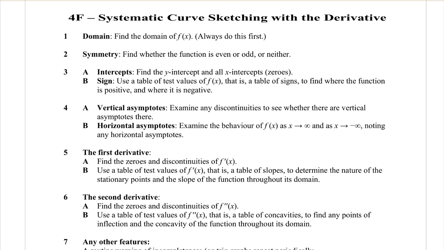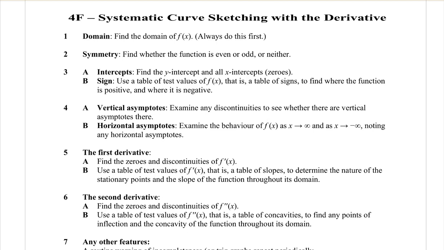Okay, the third one, we want to find intercepts. So find the y-intercept and all the x-intercepts, or all the zeros. Part B is to use a sign table to test what is happening to the sign in between those x-intercepts usually, okay? 4, we want to start looking for asymptotes, both vertical and horizontal. So vertical asymptotes, it says examine any discontinuities to see whether there are vertical asymptotes. And B, horizontal asymptotes, examine the behavior as x approaches infinity and negative infinity, noting any horizontal asymptotes.